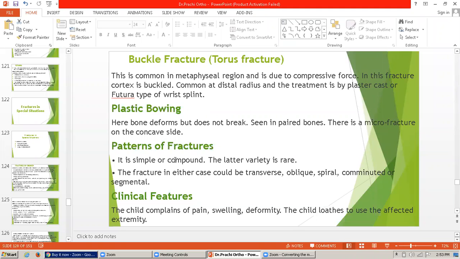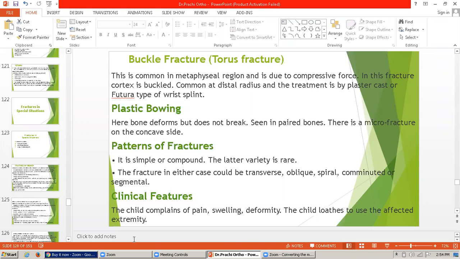Then there is the plastic bone, where the bone deforms but does not break, and is seen in paired bone. So there is a microfracture on the concave side. The fracture pattern is that it is simple or compound; the latter variety is rare. The fracture in either case could be transverse, oblique, spiral, comminuted or segmental. Clinical features are that the child complains of pain, swelling, deformity, and the child refuses to use the affected extremity.